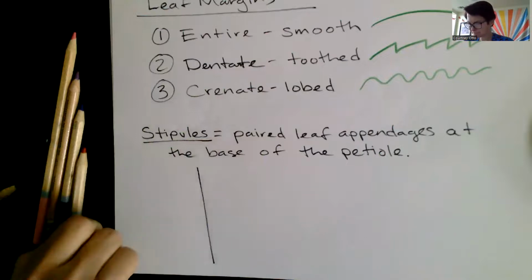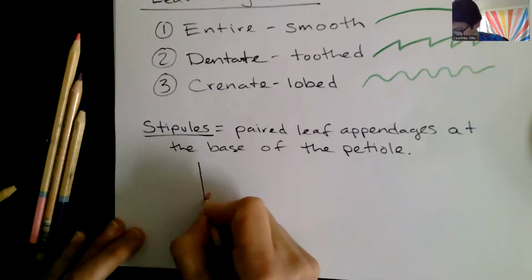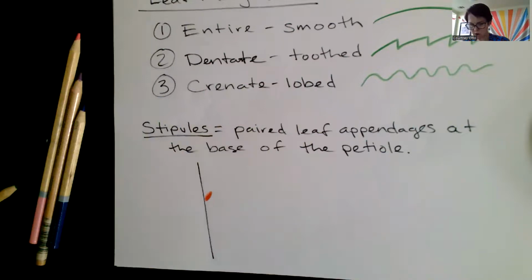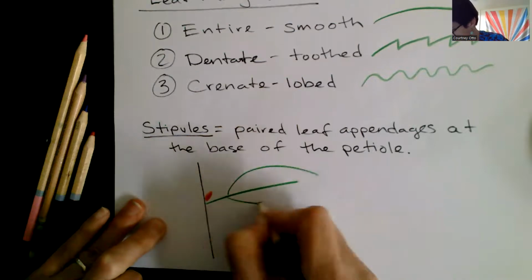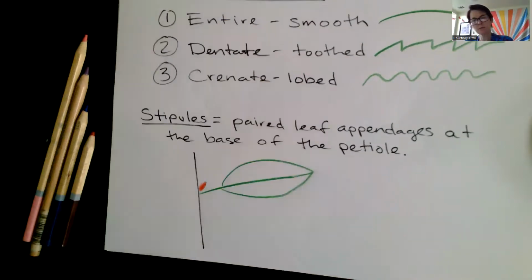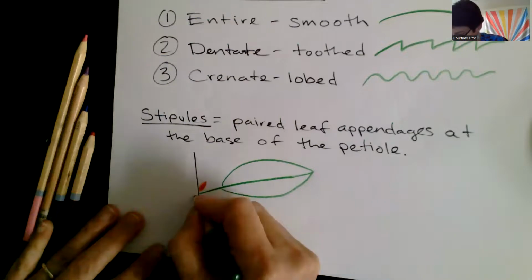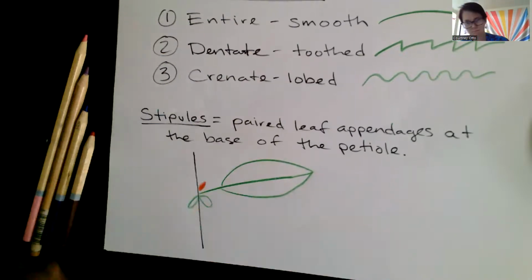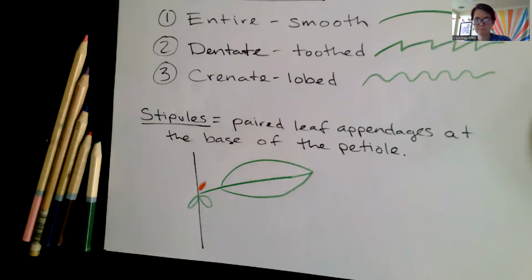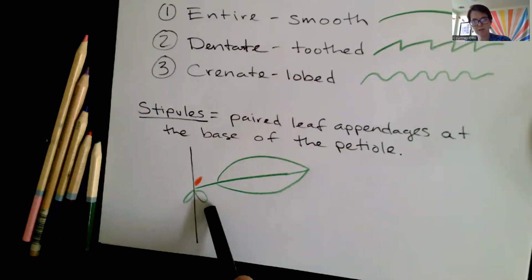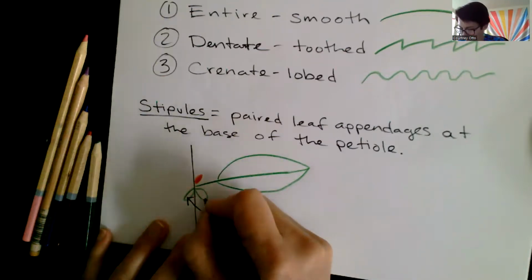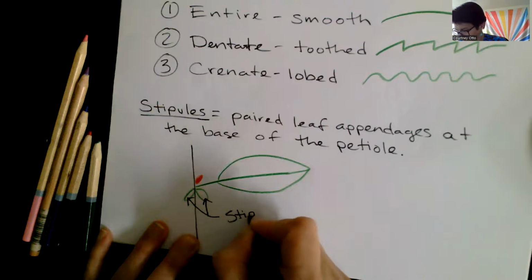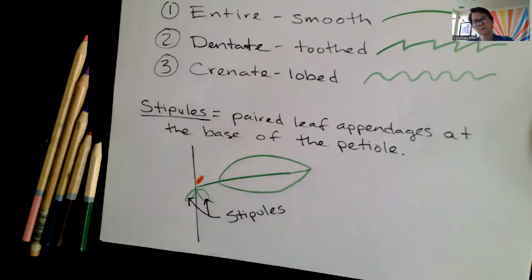So there's my stem. There's my axillary bud once again. And let me draw just a boring leaf. Well, sometimes when you look at the base of those leaves, you're going to see these tiny little things that might themselves look like leaves. If they're in pairs, right, and they're right at the base of that petiole, you're probably looking at stipules. So sometimes stipules look like leaves.